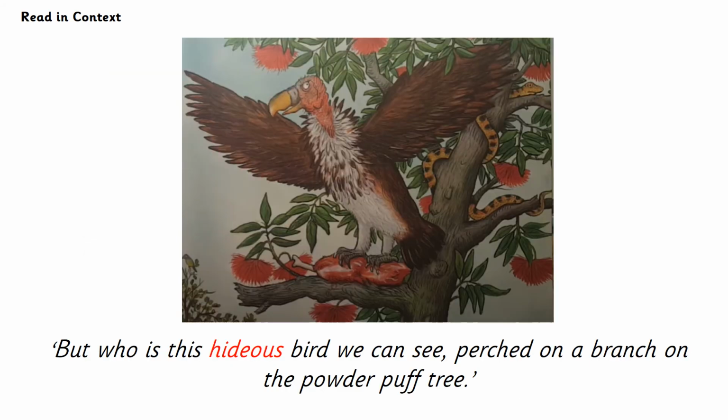Go back to the story then and it says, but who is this hideous bird we can see, perched on a branch on the powder puff tree. So they're describing the bird in this part of the story. So they're describing the bird as a hideous bird. So a very ugly and unattractive bird. That is how they're describing the bird in this story.